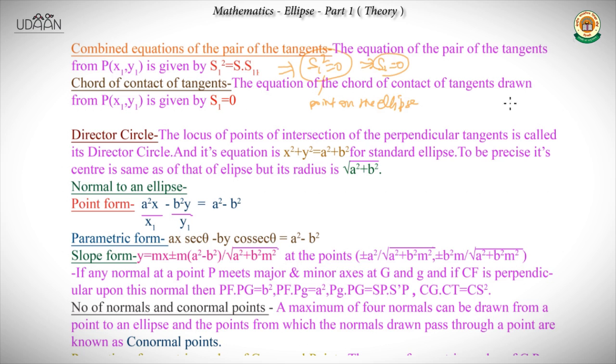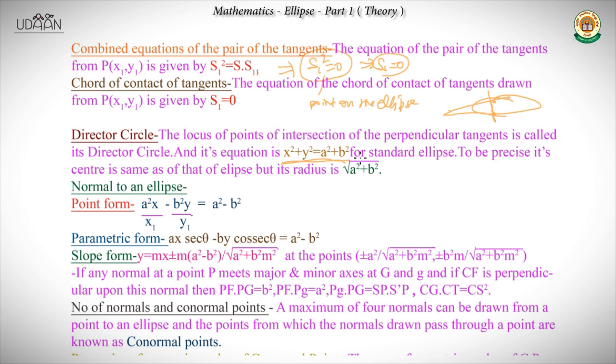Next, again, when two tangents are drawn, the line joining the two points of contact is known as the chord of contact, and again it's given by S1 equals 0. Next, here again the director circle comes up. The locus of the point of intersection of perpendicular tangents is a director circle, and in the case of a standard ellipse, it's x square plus y square equals a square plus b square.